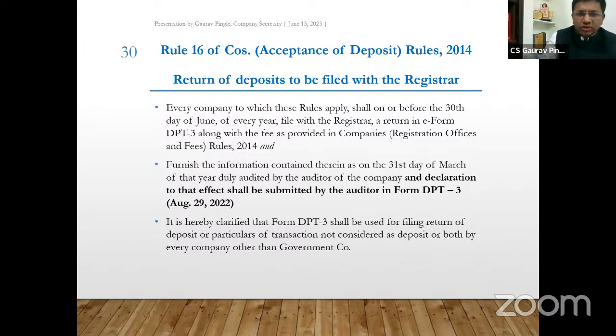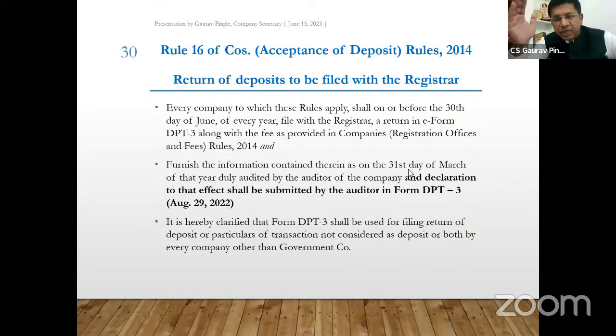So I'll just come to some important points in the rules. We are done with the exempted deposits, rule 21C. What this provision says is that it shall be filed on or before 30th June every year with the registrar in e-form DPT3. The next point is very critical: furnish information contained as on 31st March.